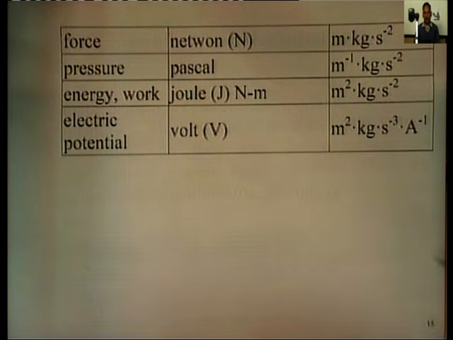Similarly, for energy, work, the name is joule, J, or Newton meter, and the expression used is m squared kg per second squared. Similarly, for electric potential, name used is volt, that is V, and expression used is m squared kg per s cubed A.